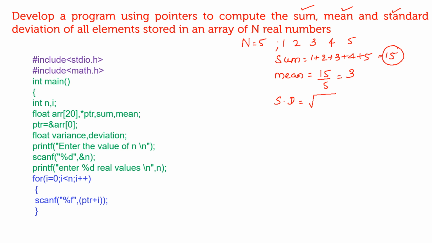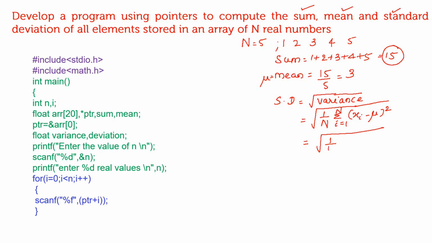So you know that standard deviation is equal to root of variance. Standard deviation is equal to, what is your variance? Variance is 1 by n into summation i is equal to 1 to n, (xi minus mu). So what is your mu? Mu is nothing but your mean. Okay, (xi minus mu) the whole square. If I solve this, let me see what answer you are getting. So root of 1 by, what is your n value? n is equal to 5, right, into summation i is equal to 1 to n.